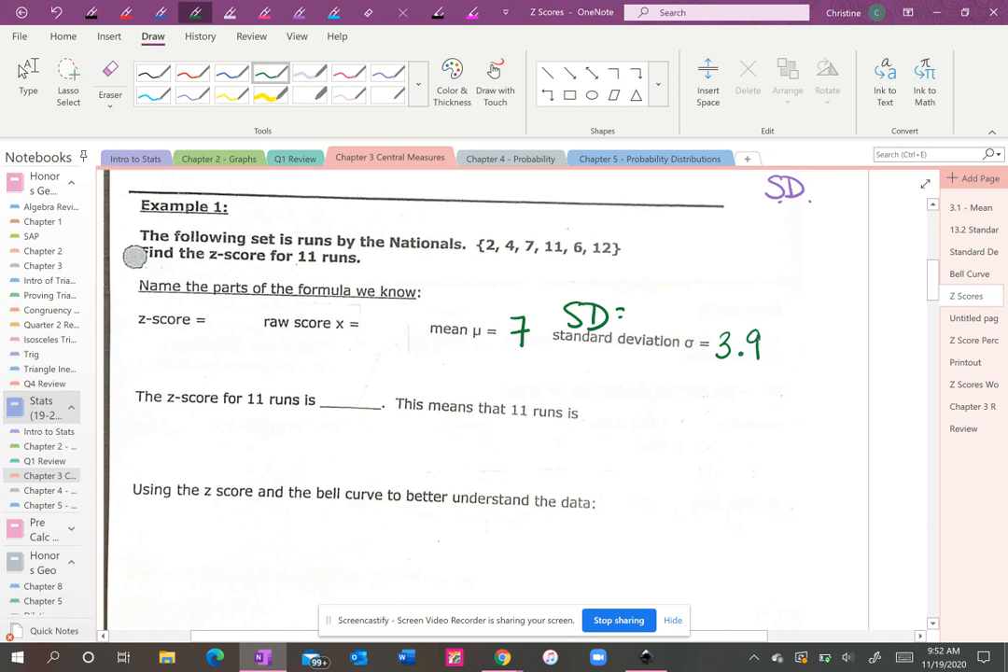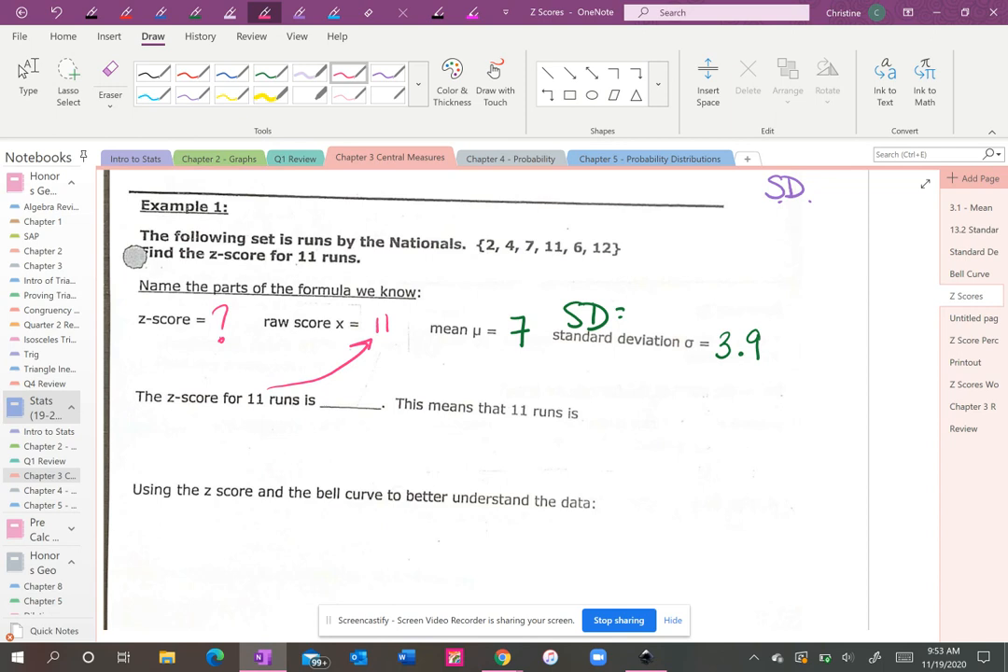Now, it says the z-score for 11 runs is blank. So we don't know what the z-score is, but we do know that the raw score is 11, because the raw score is just what this problem is talking about. So this is talking about 11. What we're trying to figure out right now is the z-score. And when we figure this out, it will tell you how many standard deviations it is away from the average.